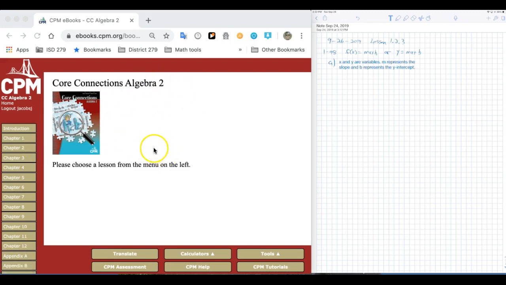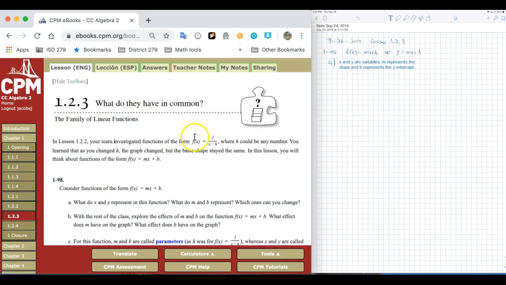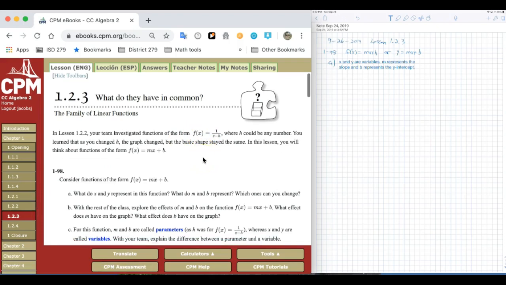So I have the ebook open here. I think you should open up the ebook yourself using your Chromebook so that you have it in front of you. We are going to work through chapter 1, lesson 1.2.3. Lesson 1.2.3 says, what do they have in common? The family of linear functions.